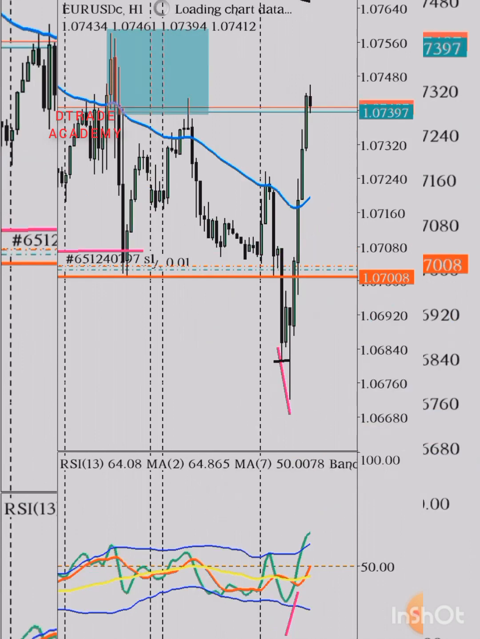So whenever market breaks structure to the downside, let's say we are in a downtrend, market breaks structure to the downside, that is the first phase. The second phase is now this reversal.